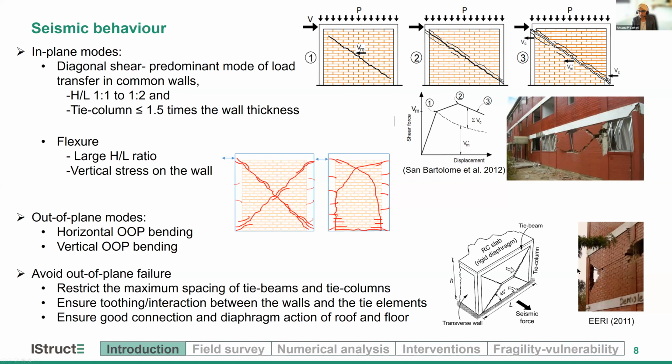Out of plane modes in confined masonry are observed mainly in buildings with flexible roofs, and also when you have a very light vertical action on the wall. However, this is the weakest mode of failure, and it is best to avoid this by restricting the spacing of confining elements, also by improving the connection between masonry and concrete, and also between the walls and the diaphragms.